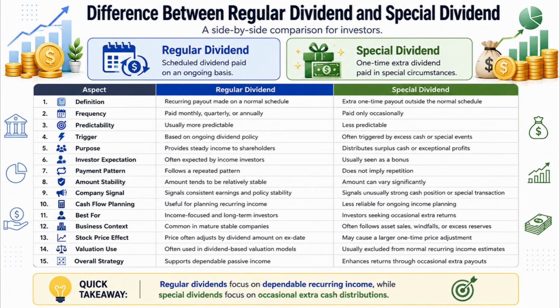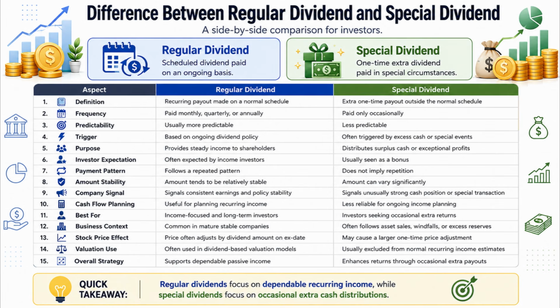Number 10. Regular dividend is useful for planning recurring income, whereas special dividend is less reliable for ongoing income planning. Number 11. Regular dividend is best for income-focused and long-term investors, whereas special dividend is better for investors seeking occasional extra returns. Number 12. Regular dividend is common in mature and stable companies, whereas special dividend often follows asset sales, windfalls, or excess reserves.